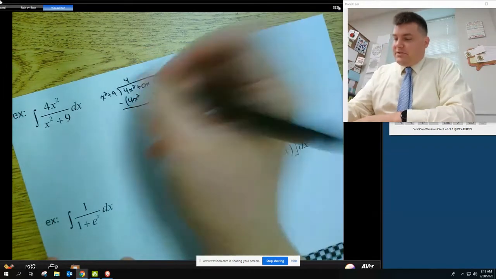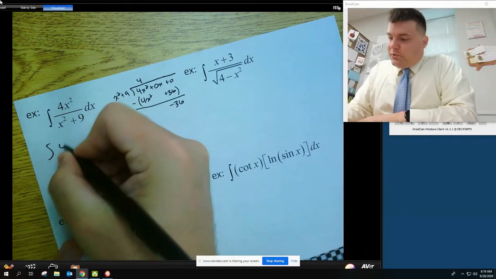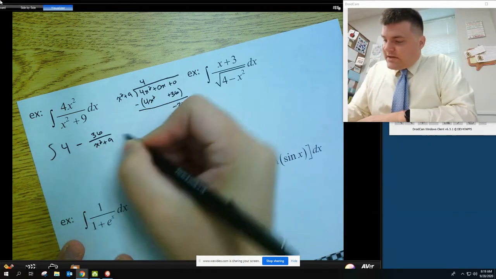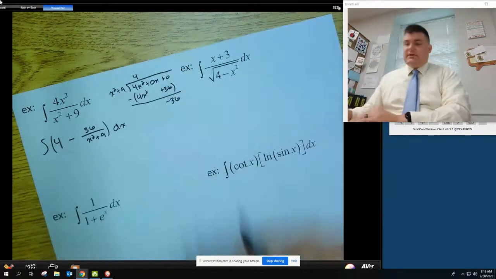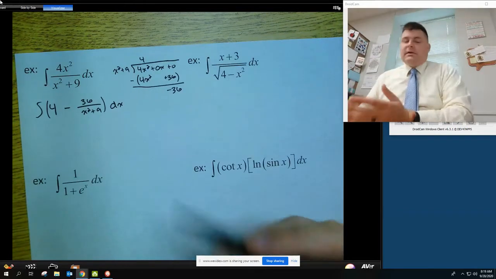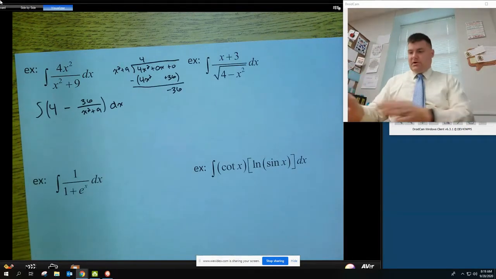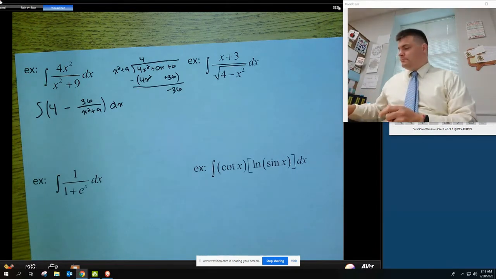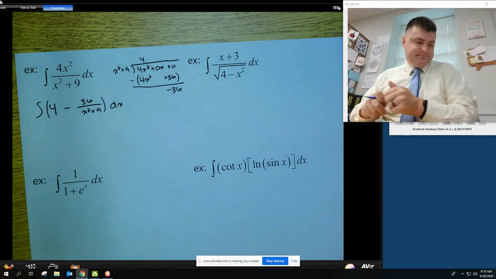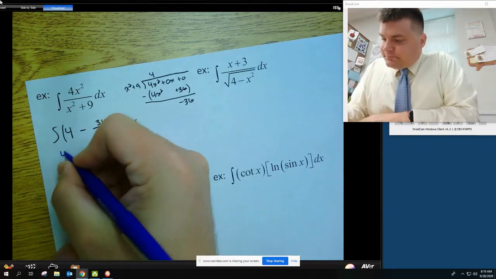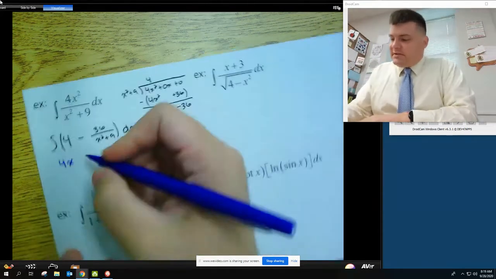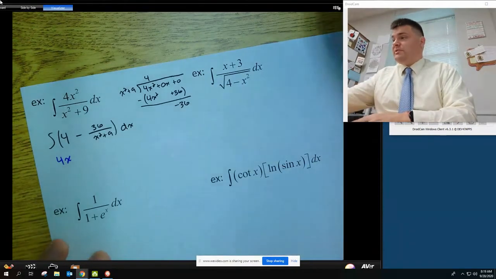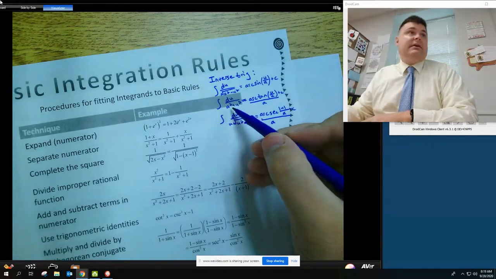So this is how this is going to rewrite: the integral of 4 minus 36 over x squared plus 9, all dx. And once I'm here, nothing bad, it's all going to come from formulas. So what's the antiderivative of 4? It'll be 4x. What's the antiderivative of 36 over x squared plus 9? This is going to come from those inverse trig formulas that I was looking at right here.